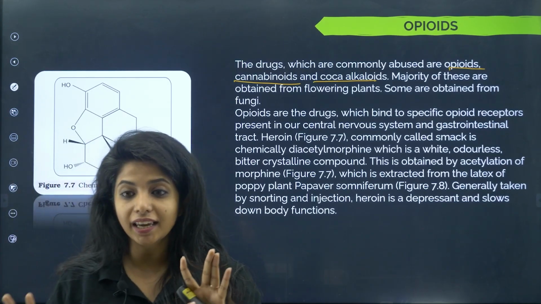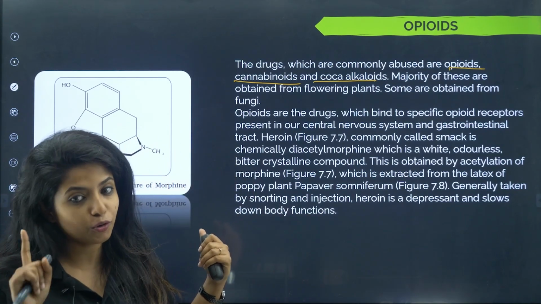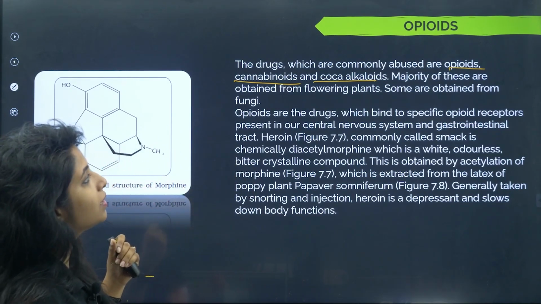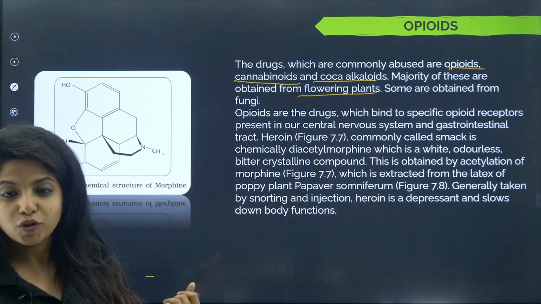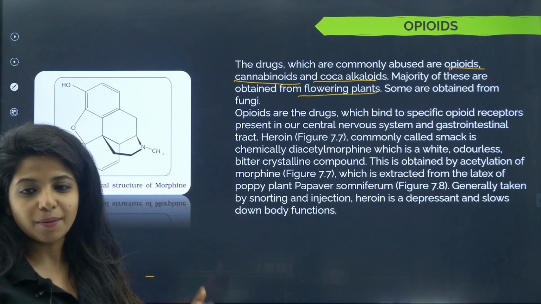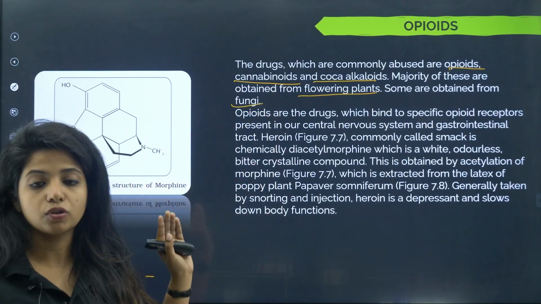Fine. These three categories of drugs are the ones that we are going to study today, and these are going to cause a ruckus as well. The majority of these are obtained from flowering plants. So the flowering plants which look good also produce things like this. Some are obtained from fungi as well. So usually it's flowering plants, but also fungi.